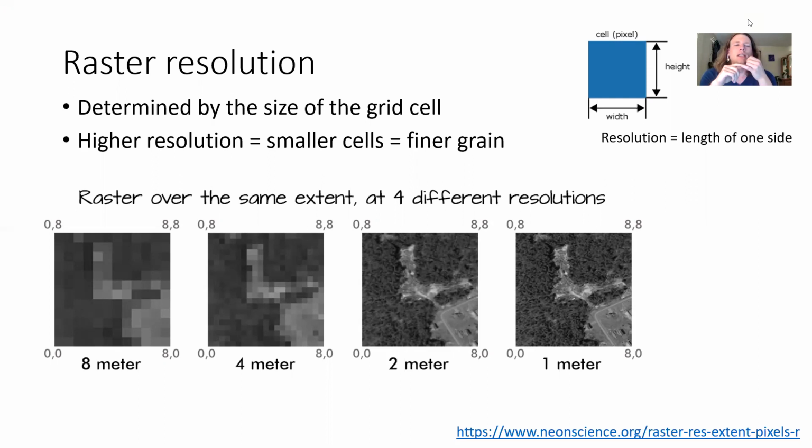And what that means is the higher the resolution, the smaller the cells, the finer grain or finer detail that you have in an image. So the 1 meter resolution shows a much finer resolution image, shows much more detail. You can actually make out landscape features, whereas an 8 meter resolution image is just, at least at this map scale, very grainy, and you can't pick out the features.